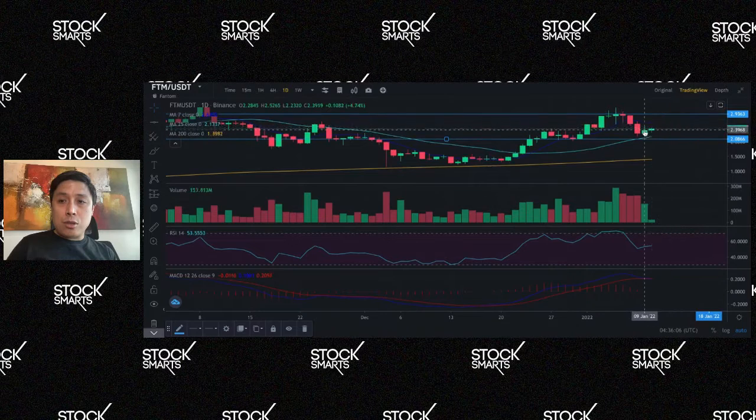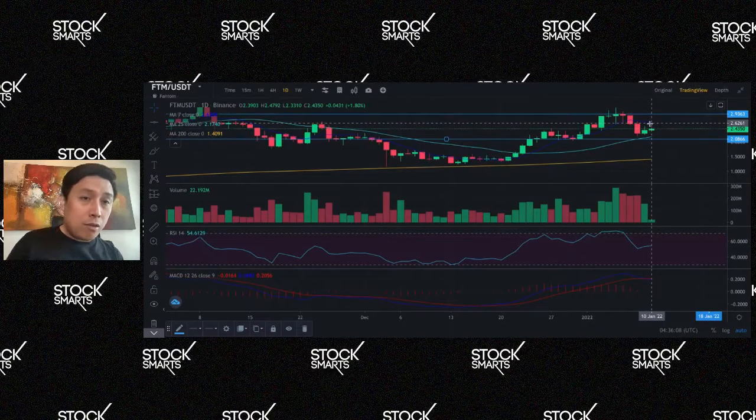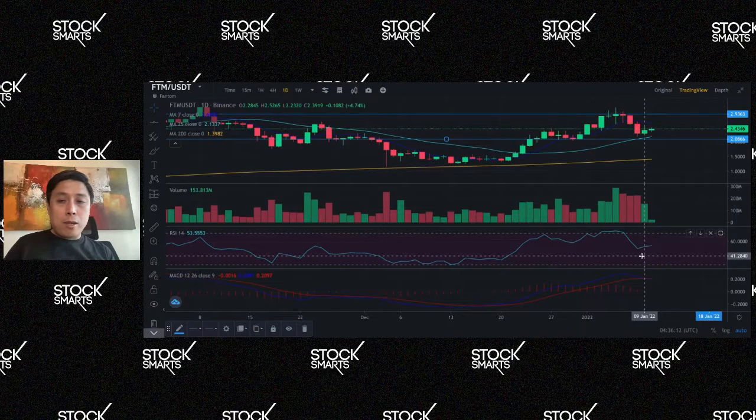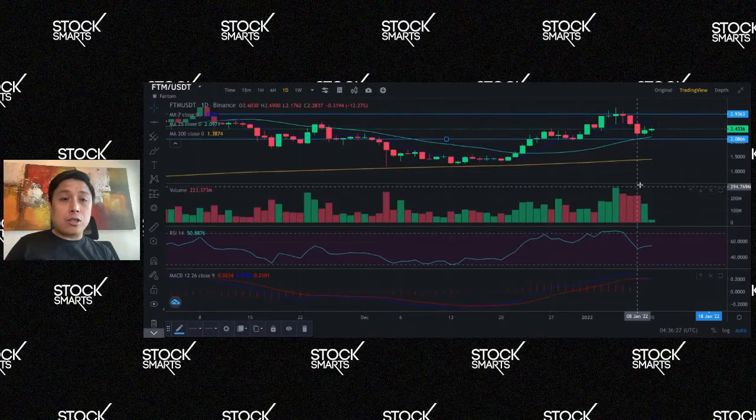Then you also have a short-term resistance where the 7-day moving average is, at the 2.6 mark. MACD is still showing that FTM is still above the zero line cross. It's still pushing. It's still confirming whatever trend we currently have for it is still pretty much there. It just has a short change in direction.